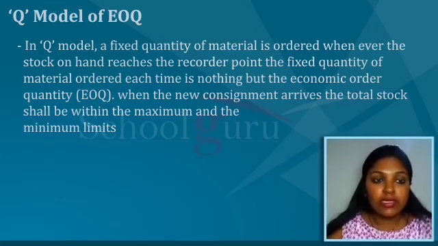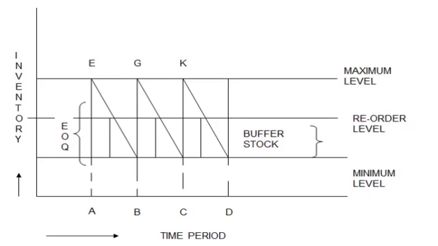Now we'll discuss the graphical presentation of the Q model of EOQ. The graphical presentation says that, see here, on an x-axis there is inventory, and on the y-axis there is a time period, right? So A, B, C, D is your time period. And on inventory here we have a maximum level of inventory, a reorder level of inventory, and a minimum level of inventory, right? So it is constant. What is the assumption of an EOQ model? The maximum level is constant, the reorder level is constant, and the minimum level is also constant, right?